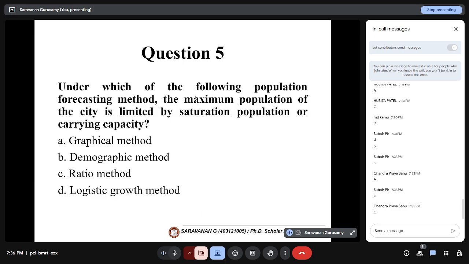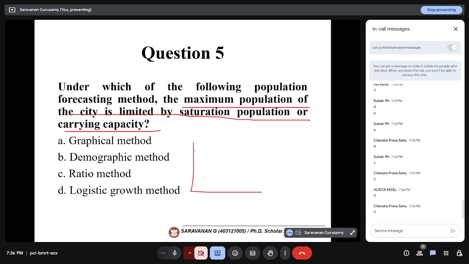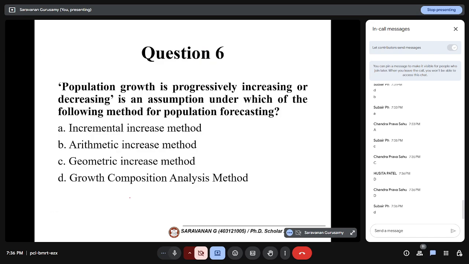Then, under which of the following population forecasting methods is the maximum population of the city limited by saturation population or carrying capacity? We have discussed it now. With a limited carrying capacity, the city has a maximum value, the city will try to reach it exponentially, and after reaching that, it will become saturated. That's the logistic growth method. Yes, that is the logistic growth method.